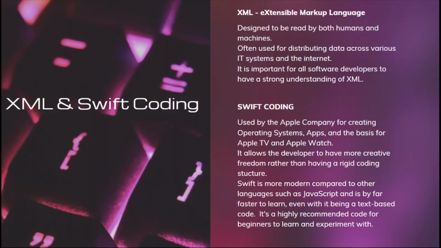Swift coding was created by Apple and is very much a building block type of coding that they've used for operating systems, apps, Apple TV, and even the Apple Watch software. It is a very flexible coding language that allows the developer to have a higher dose of collective freedom rather than having to adhere to a rigid coding structure, kind of like how HTML is. Swift is very modern compared to, let's say, JavaScript, and it's easier to learn.